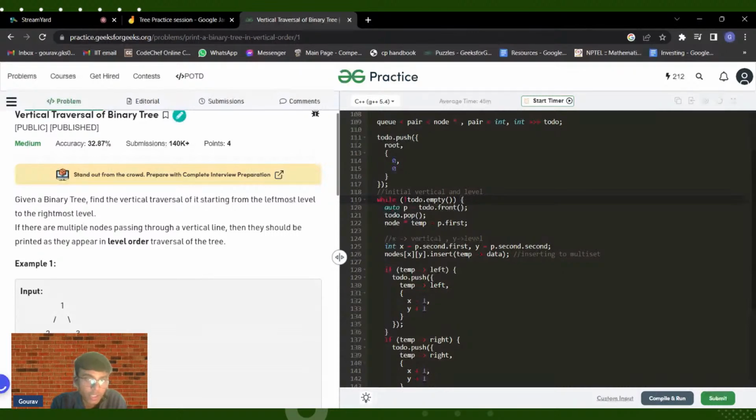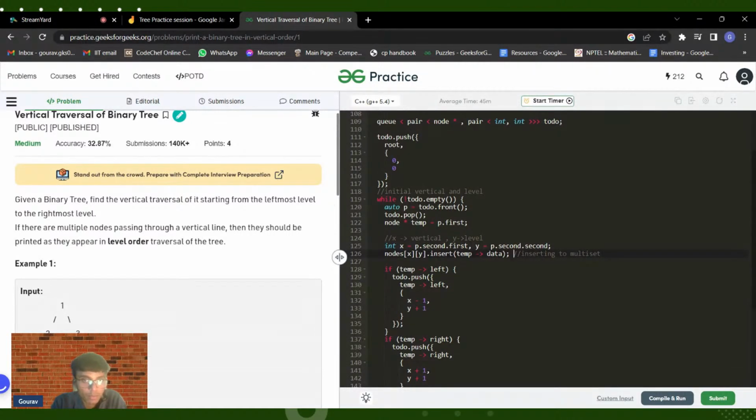So we are taking the vertical number. In the first iteration, the vertical number would be 0. Okay. And the y is also the level number. So we are inserting that into our map. So this is the way we insert. We write nodes of x comma y dot insert is equal to temp dot data. So now we are inserting that into our data. Okay. So this is how we are building the answer.